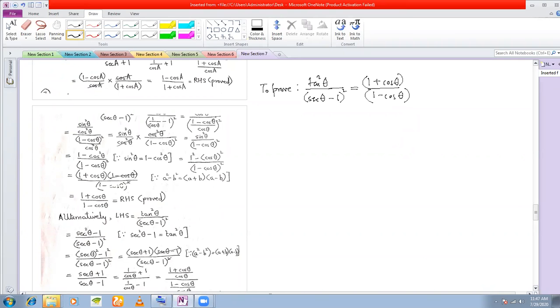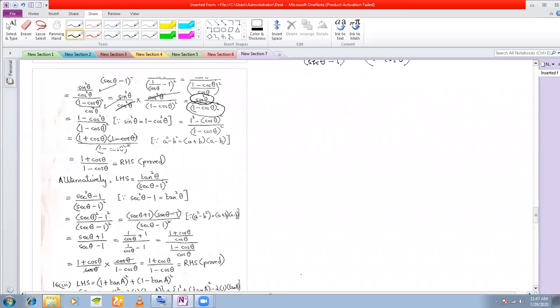So if you see here, I have changed tan to sine square by cos square. Okay, and I have changed sec to 1 by cos and then taken the LCM to get this, and then certain terms are going to cancel here, and then I'll get sine square by 1 minus cos theta square. Now here the main trick comes. I get sine square theta by 1 minus cos theta whole square.